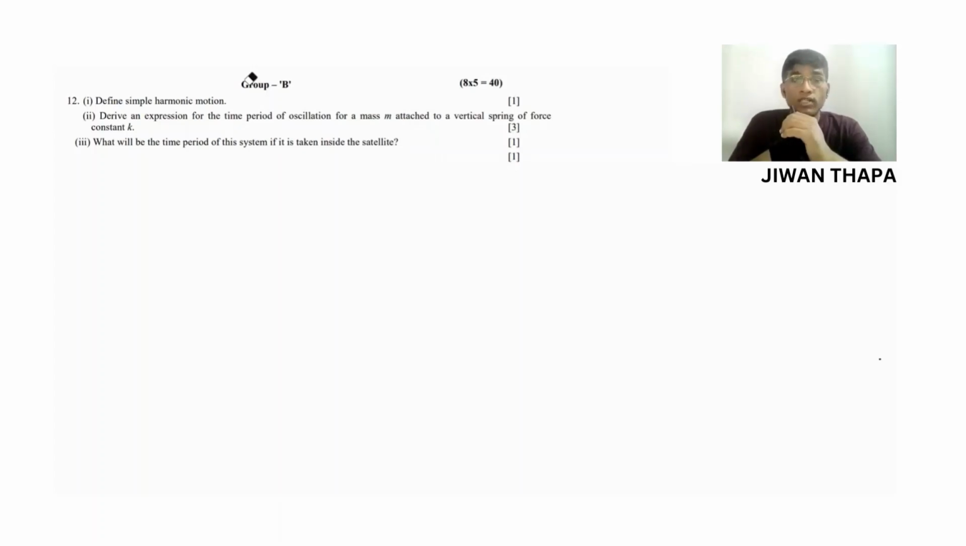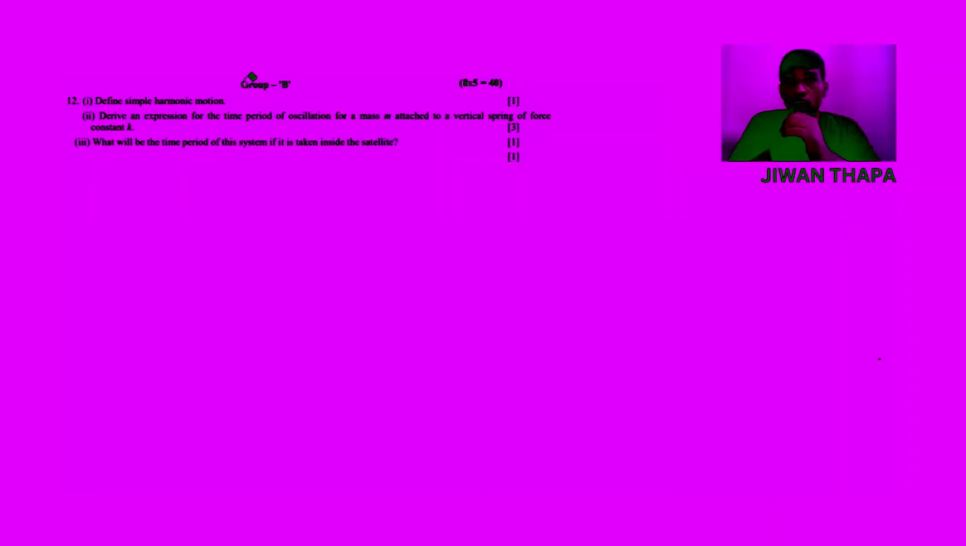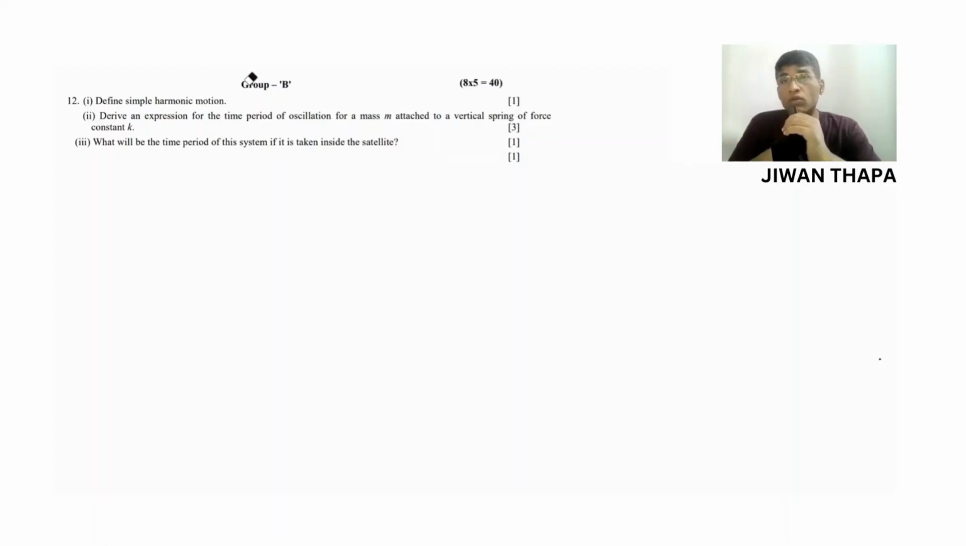Question 12.1, define simple harmonic motion. 2, derive an expression for the time period of oscillation for a mass m attached to a vertical spring of force constant K. In order to understand these two questions in more detail, you can see my lecture video of vertical mass spring system. The link is added in the description.